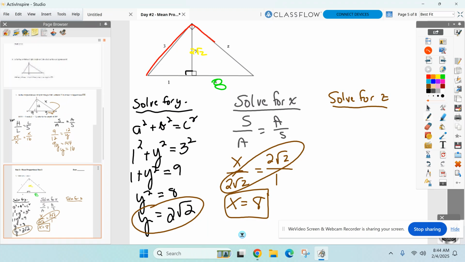Second way I could find Z: see the big right triangle. Use Pythagorean theorem on the big right triangle. 3 squared plus Z squared equals 9 squared. I could do it that way. So we got hills and we got Pythag on the big right triangle. Any issues before I reveal the third way, which is the way we're going to do it?